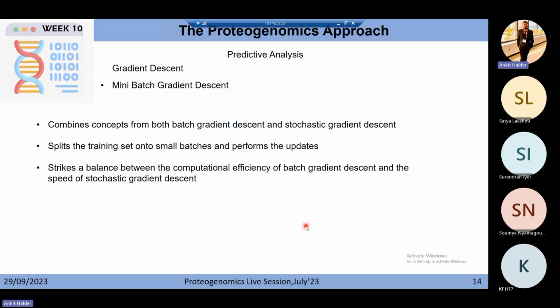So stochastic gradient descent is not very computationally efficient, but batch gradient descent is somewhat better, because it goes through the whole training set and then updates, so it is kind of computationally efficient, but it takes a lot of memory in that case. So mini-batch gradient descent splits your training set into small batches and then performs your updates.